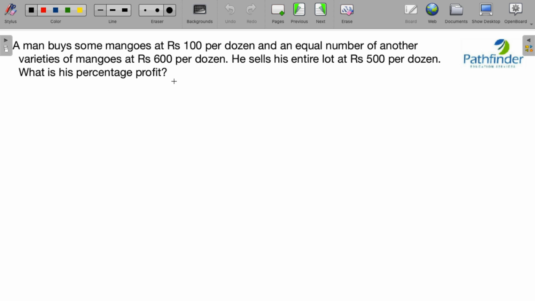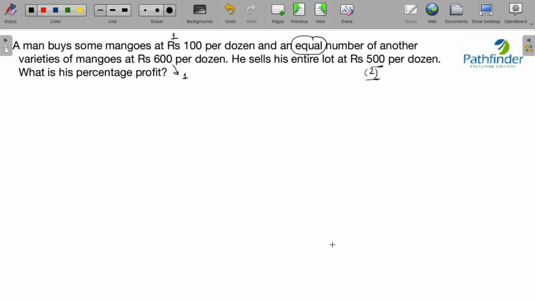Now you need to understand that you have to buy equal number of both kinds of mangoes. The first thing to understand is that if you have taken 1 dozen of this, you should take 1 dozen of the second type as well. And when you buy equal quantities of both, it implies that you have 2 dozen mangoes in all finally. So your collection, your sale, your revenue will be of 2 dozen, at the price of 500 rupees per dozen.